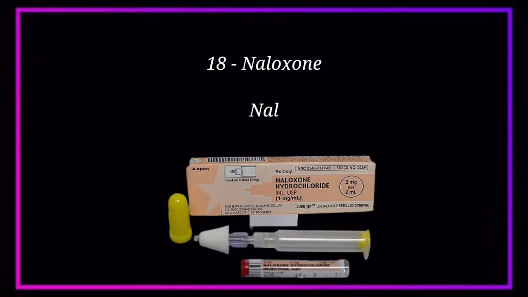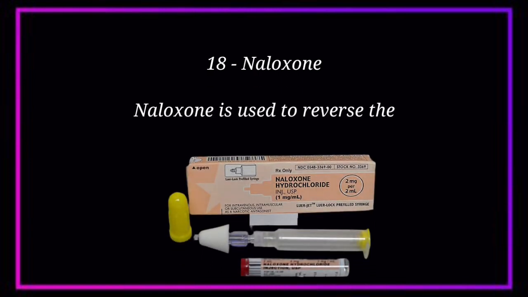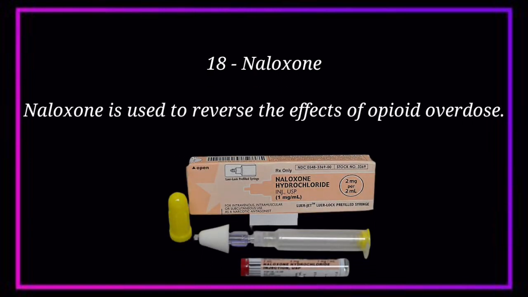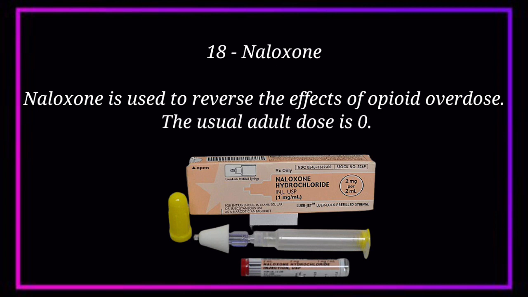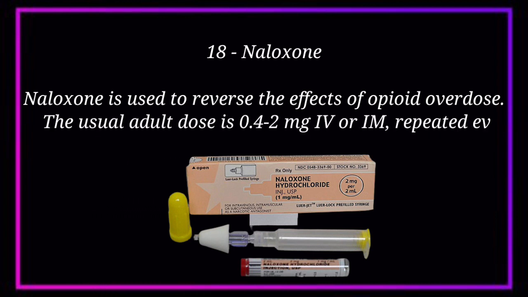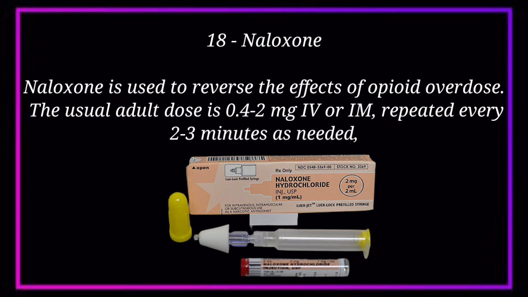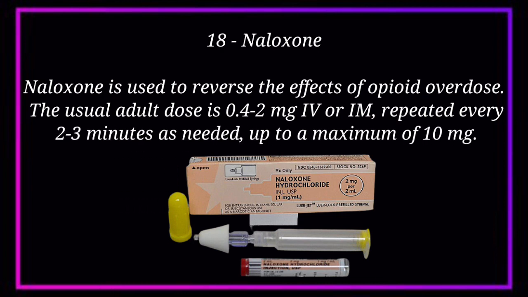Number 18. Naloxone. Naloxone is used to reverse the effects of opioid overdose. The usual adult dose is 0.4 to 2 mg IV or IM, repeated every 2 to 3 minutes as needed, up to a maximum of 10 milligrams.